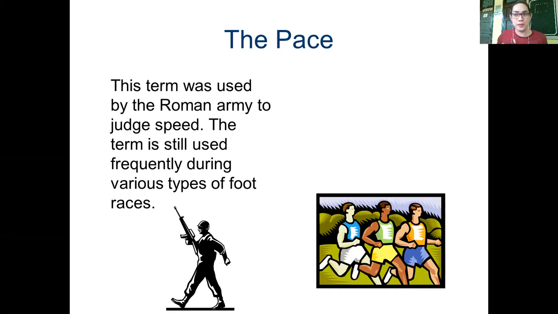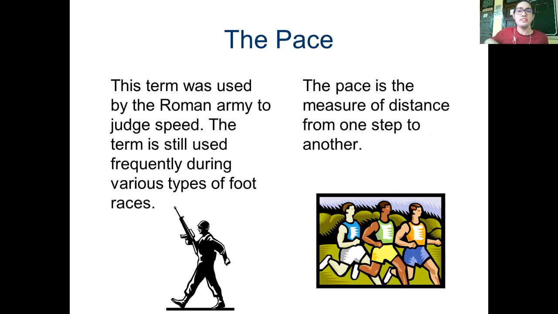Okay, I hope you can describe what's the meaning of the pace. So the pace, again, this term was used by the Roman army to judge speed. The term is still used frequently during various types of foot races. So the pace is the measure of distance from one step to another. Please take down note of that so that you will be able to remember this term.